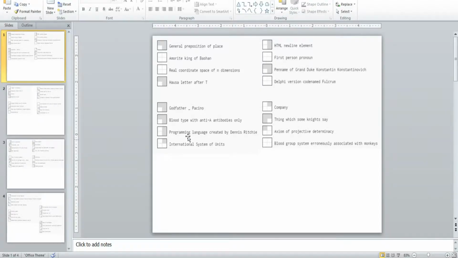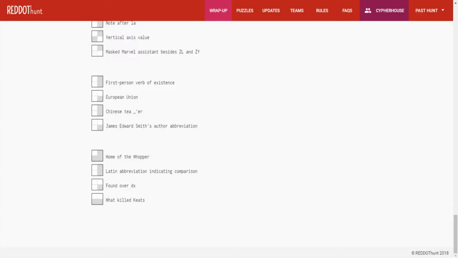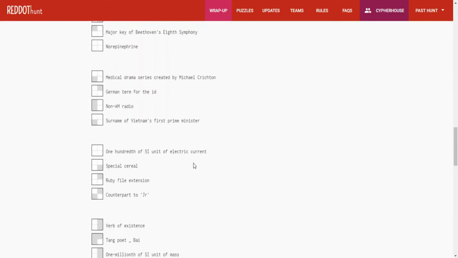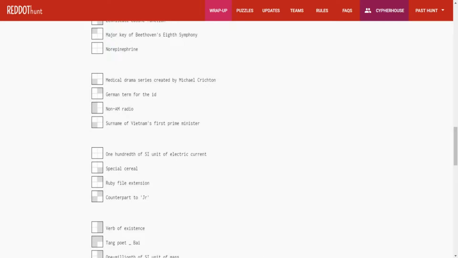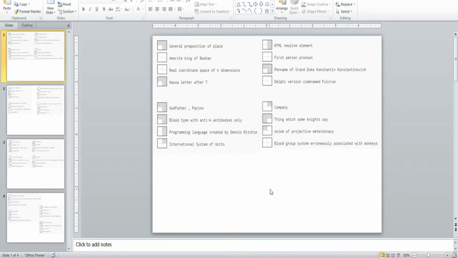Okay, so I've copied all of the clues from the Red Dot Hunt site over to this PowerPoint. So these are all the clues on the site, and I've brought them over here. So let's go through and start solving some of these clues here. I'm going to go through and pick the ones that stand out to me as easiest. So like Al Pacino, I'm pretty sure was the Godfather.